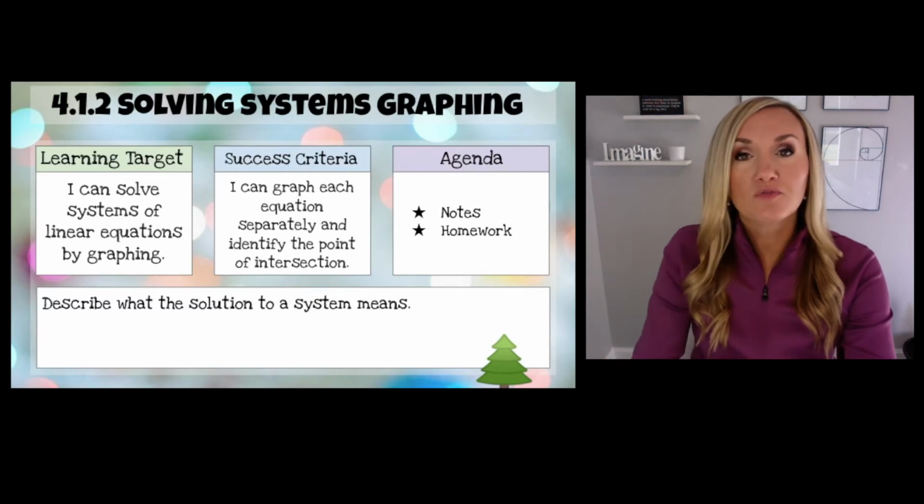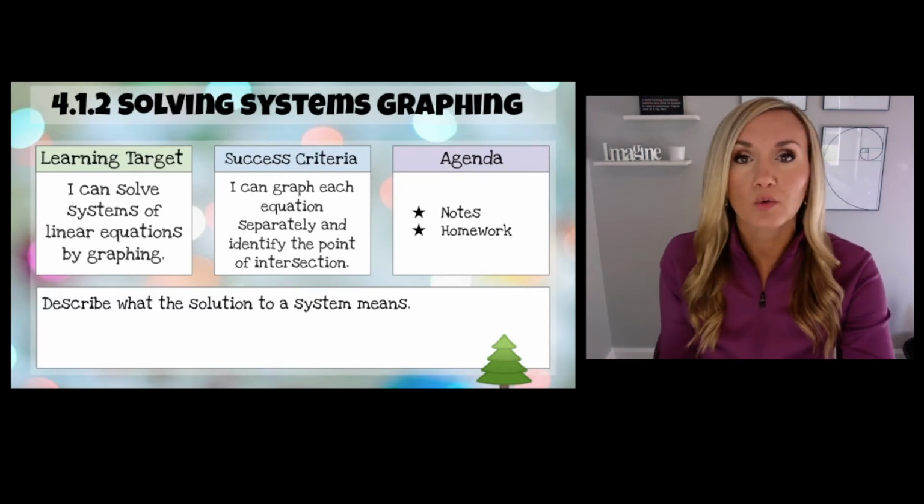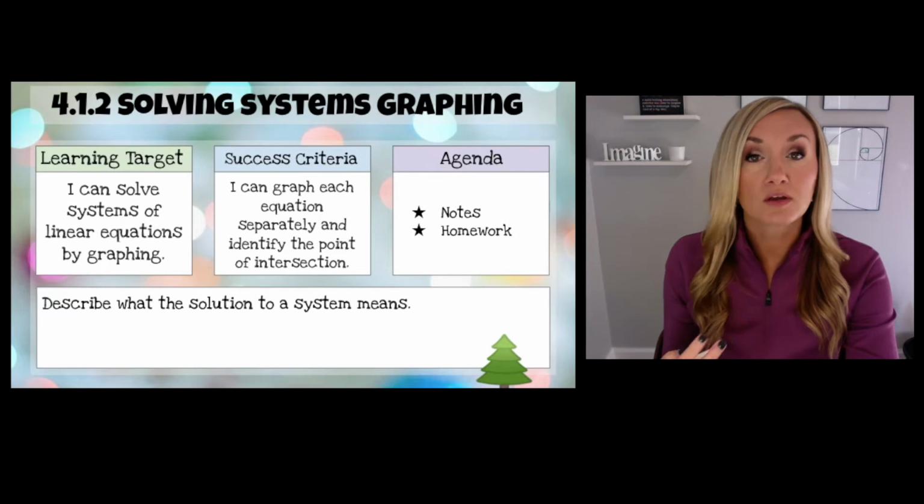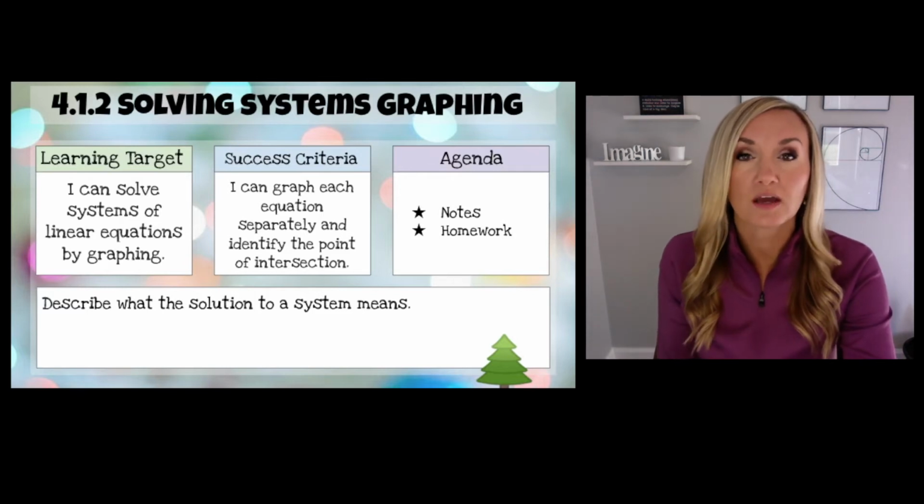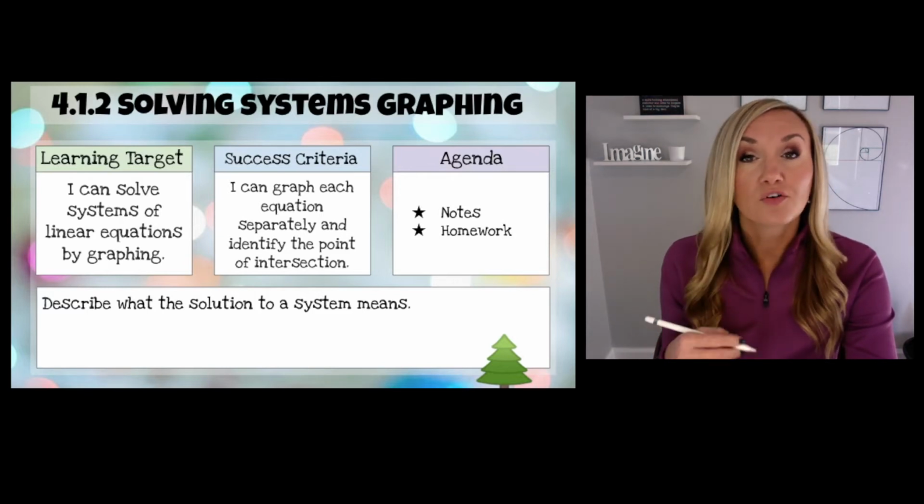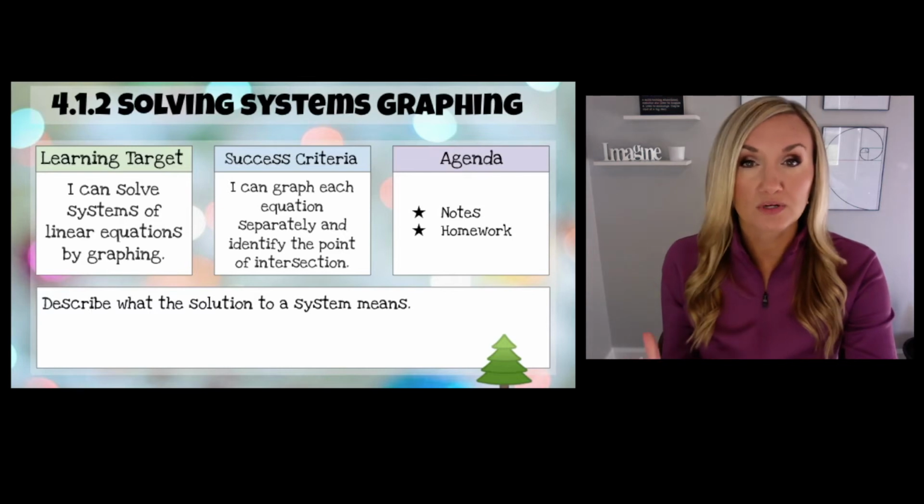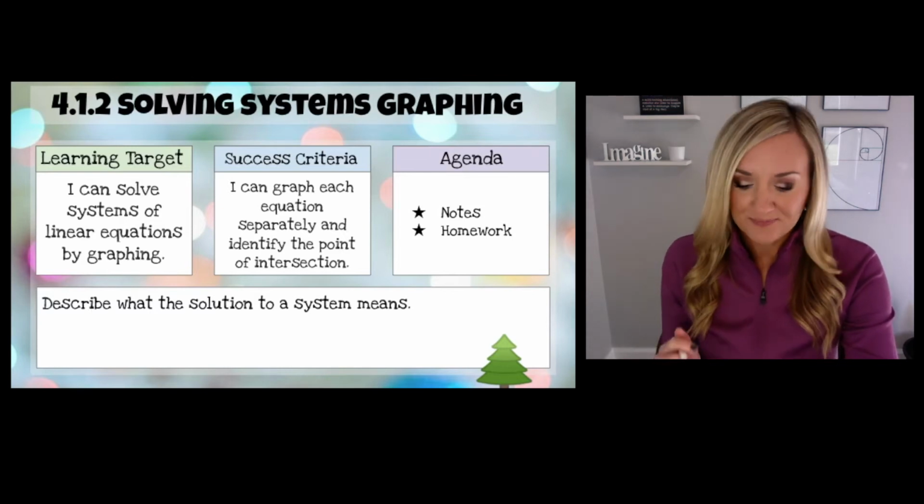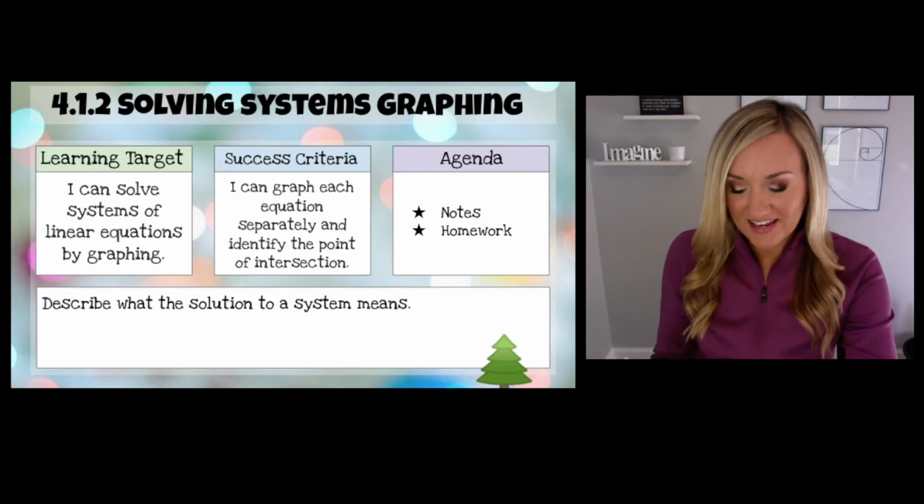If you have a system, two or more equations, and you are looking for the solution, you are essentially looking for the coordinate, the point where those lines intersect. All right, so let's go ahead and get started.